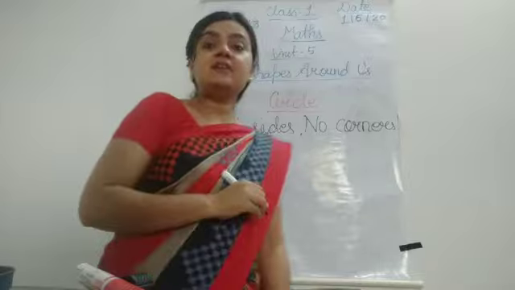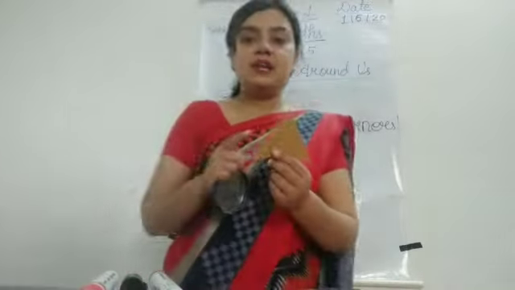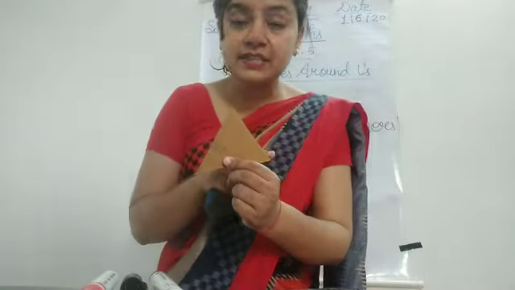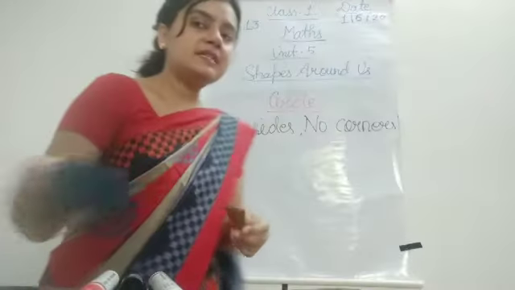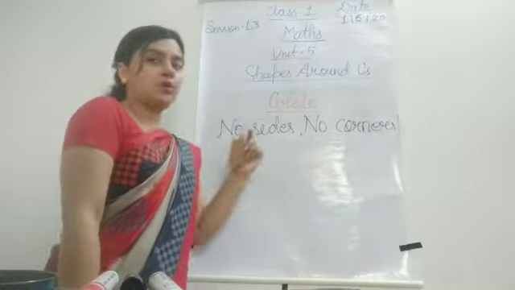No sides and no corner. Here you can see in a triangle this is a corner, no? This one is a corner, this one is a corner, this one is a corner. But in here, can you find any corner here? No, na? It means a circle has no sides and no corners.